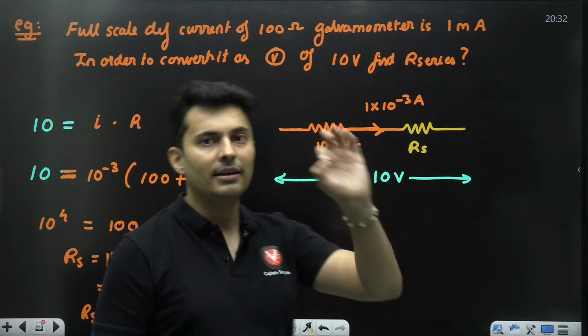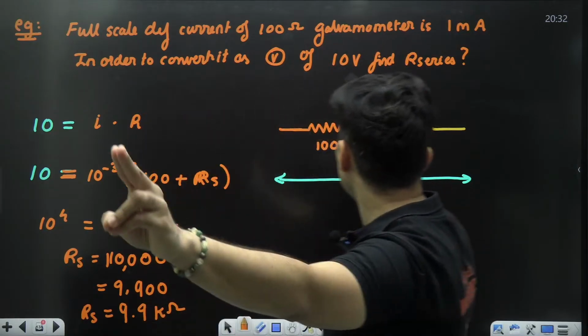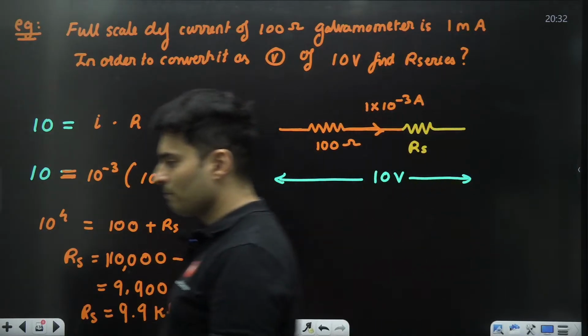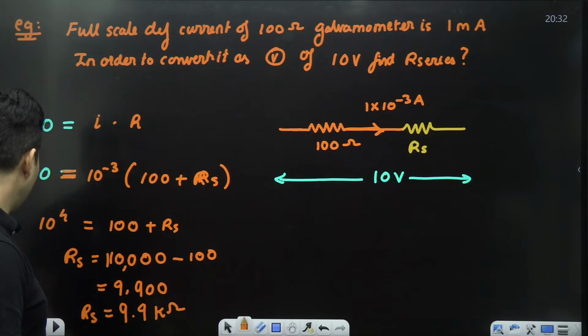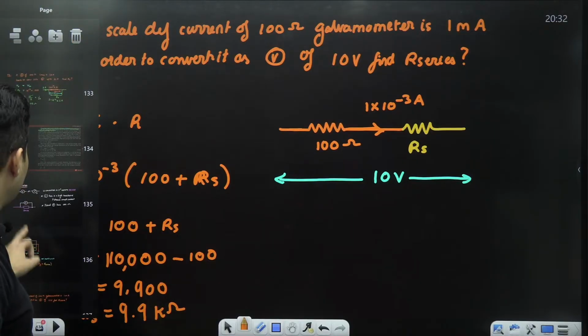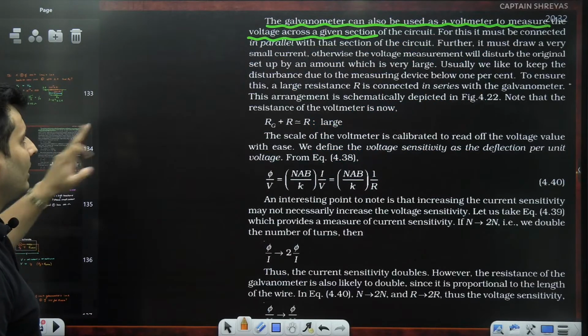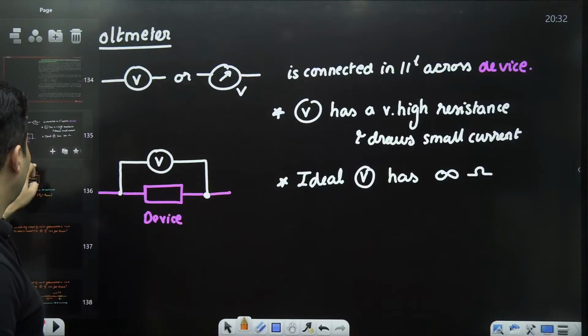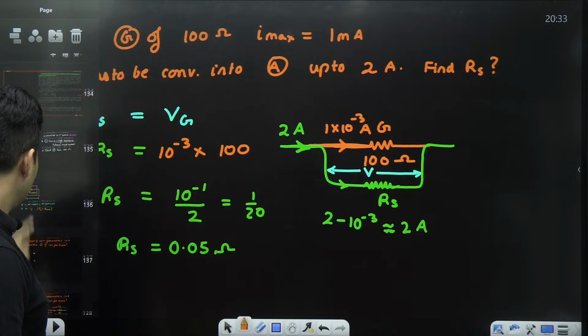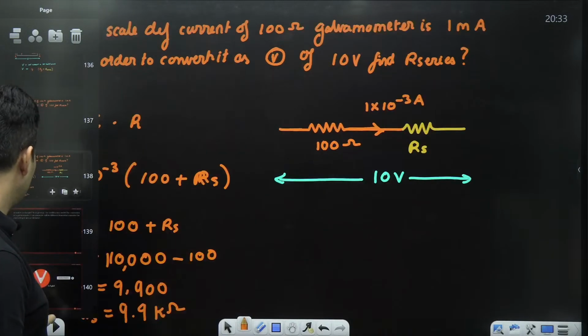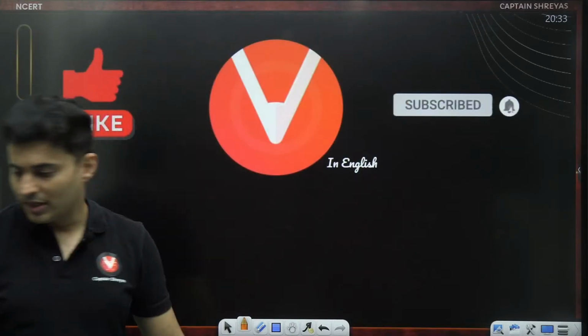So the series resistance required is 9.9 kilo ohm. Then you have converted it into a voltmeter of how many volts? 10 volts. Is this absolutely clear, everyone? This is how you convert it. So these are very beautiful examples to show how you can convert it into a voltmeter as well as, previously, an ammeter. So if you know these examples, you will be able to solve this. So that was the end point of this particular chapter.